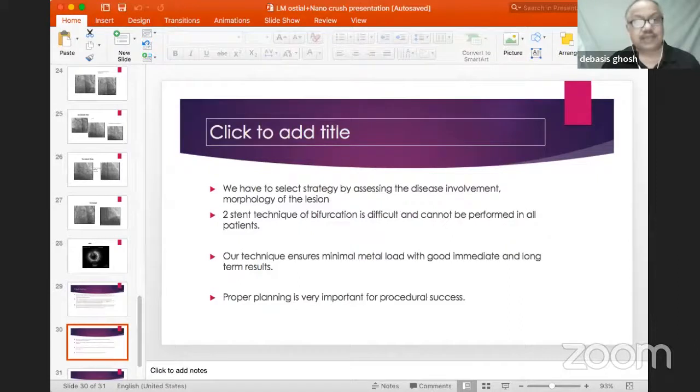The first one was, I think, support is not available in our hospitals. That's why we. Okay.